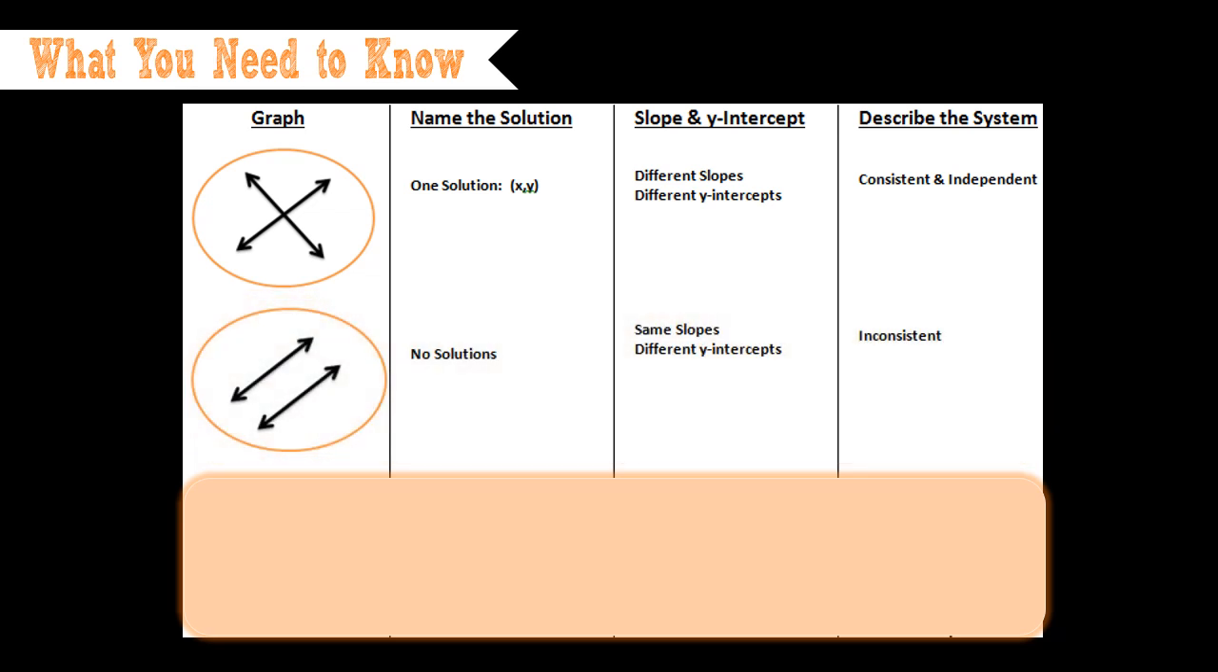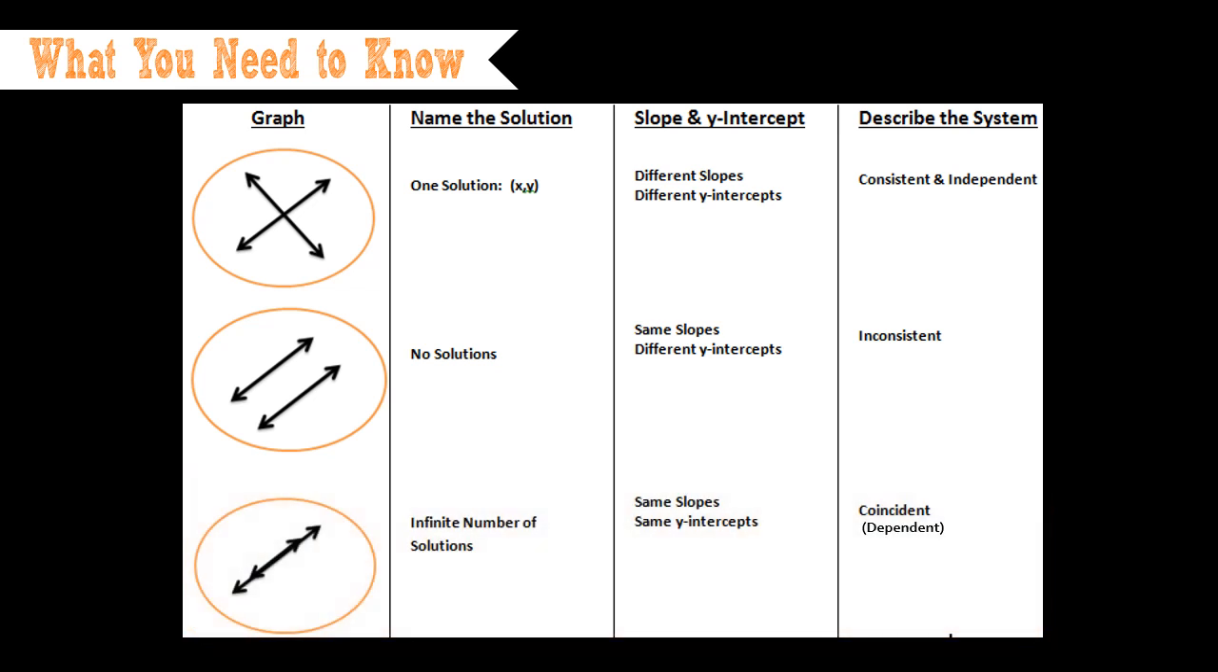When we have a situation where our lines do not cross or intersect, those are parallel lines, and there are no solutions. Our equations have the same slope and different y-intercepts, and when we describe that system, we say that system is inconsistent. And then lastly, we have our situation where we have the same line. That's when we have an infinite number of solutions. Those are the same slope and the same y-intercepts, and we call those coincident or dependent. You might see both terms depending on the context.